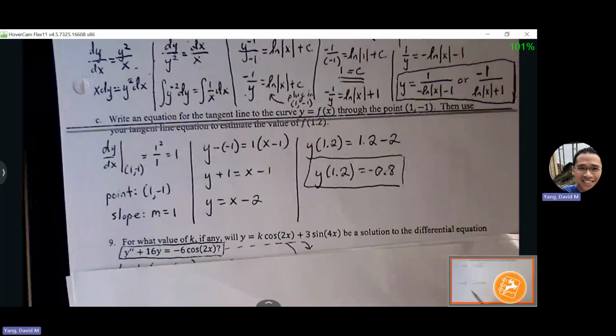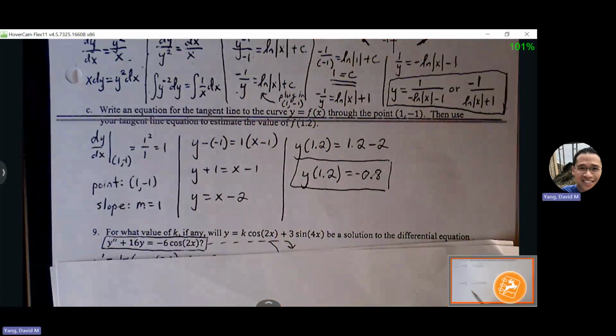Okay, for number 9, you're going to solve for k, but first you're going to find y prime, then find y double prime, and then with your y prime and y double prime, you can insert into the differential equation and see algebraically if you can figure out a way to solve for k. Remember, k is only a constant, so there's no need for a product rule here. K is just a number in front.